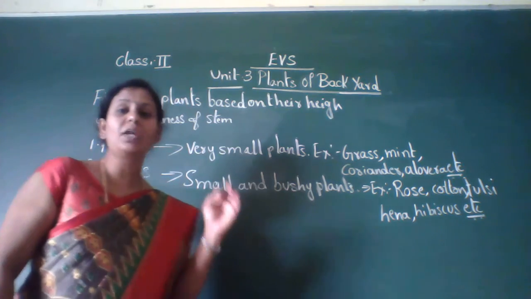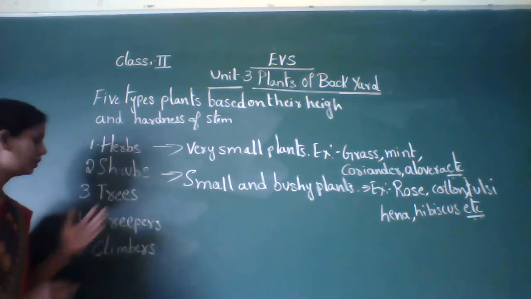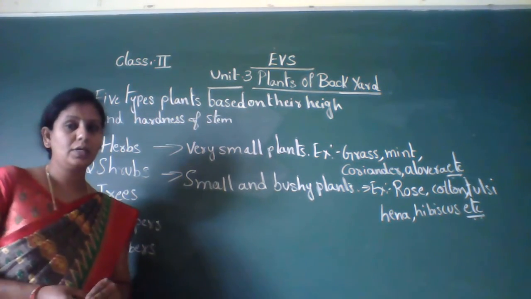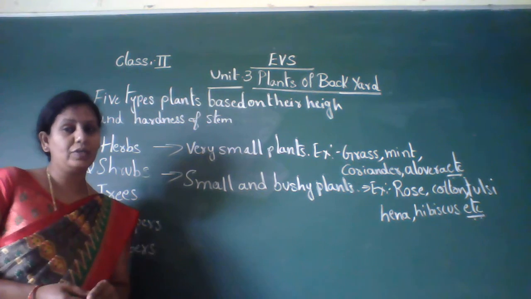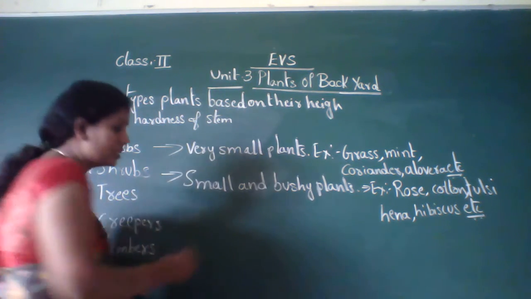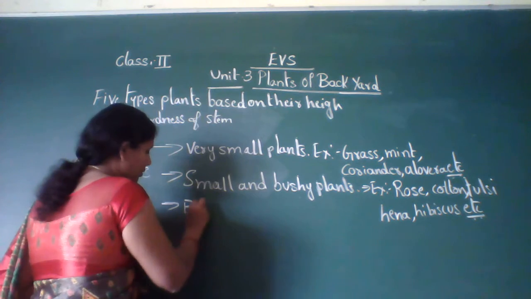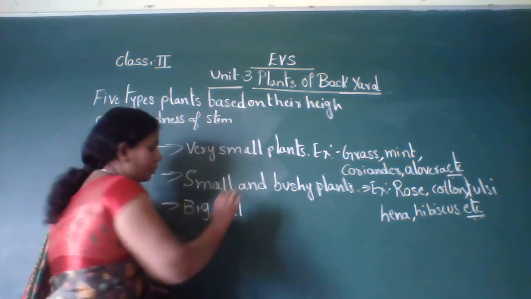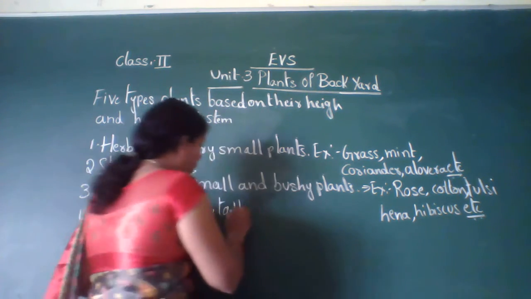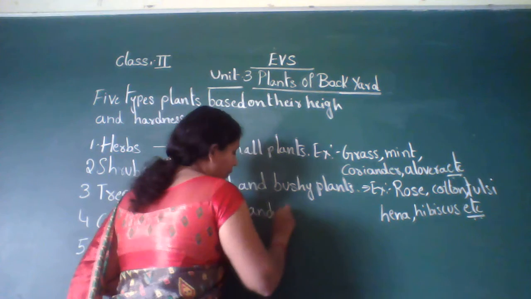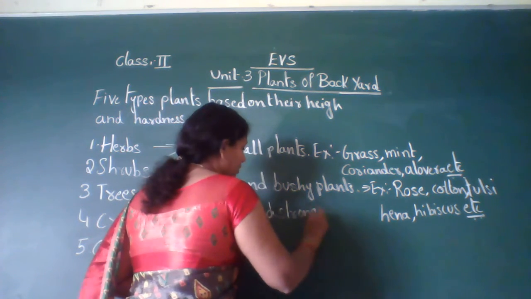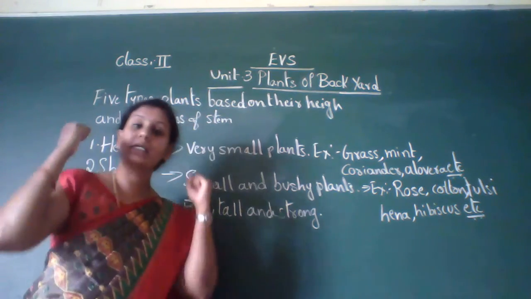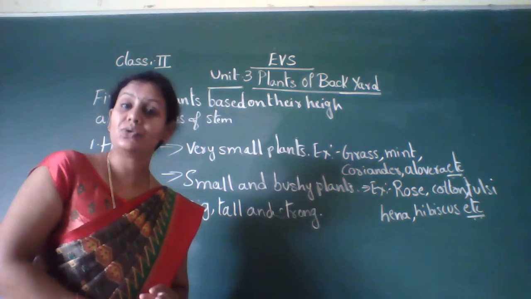So these are the examples for shrubs. Then third one, trees. What do you mean by trees, children? What do you mean by trees? Big. How it looks, trees? It's very big. Okay. Then trees are tall and they are very strong also, isn't it? Big, tall and strong plants are called trees. Okay. Big, tall and strong plants are called as trees.